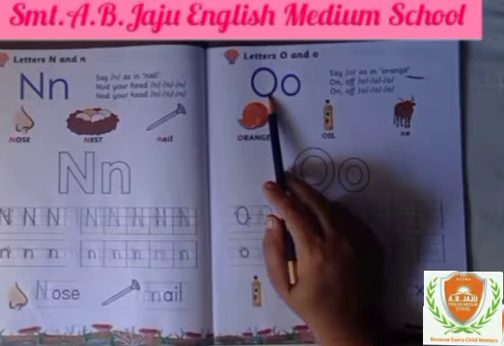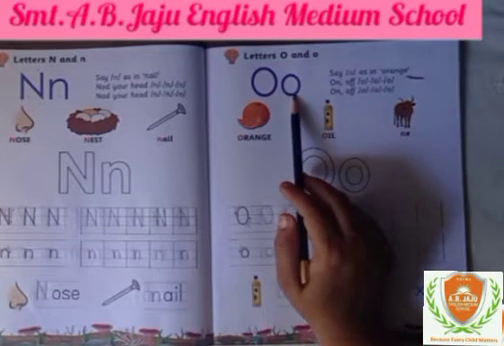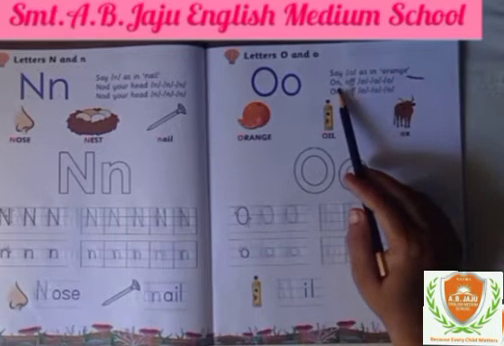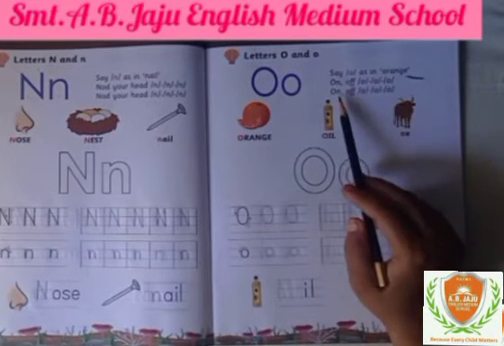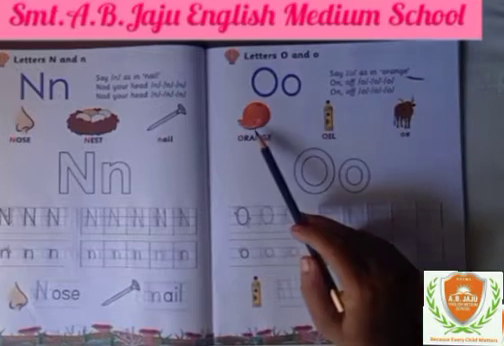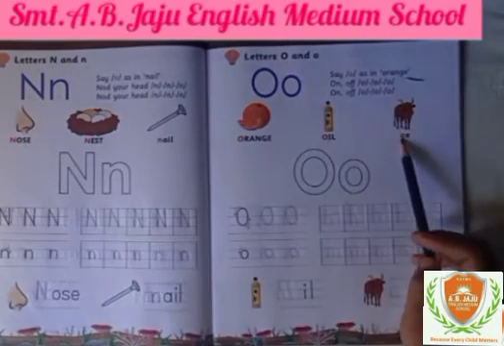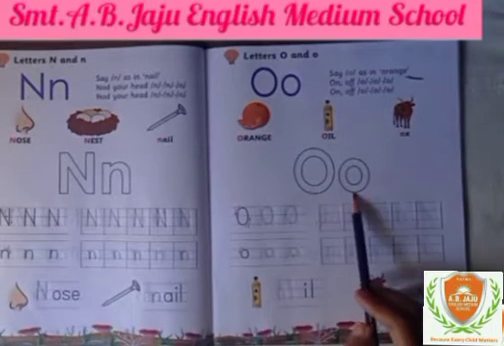Sound of O is O. This is capital O. Small o says O. O as in orange. O for orange, O for oil, O for ox, capital O, small o.